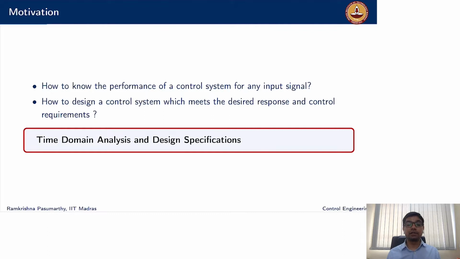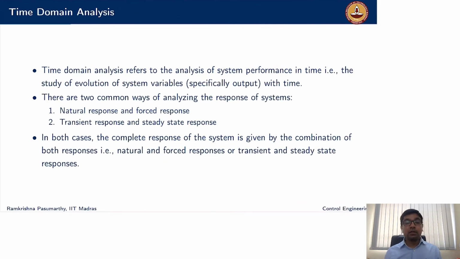One is a specification of the desired steady state, if I may call it that, and also the transient behavior: how fast I want the temperature of the water to rise or the temperature of the room to cool down. In this context, we will call this time domain analysis. It largely refers to the analysis of a system's performance in time. How does the temperature of the water or of the room evolve with respect to time?